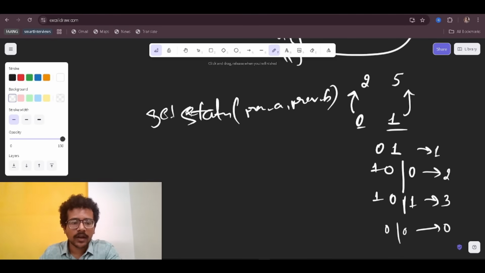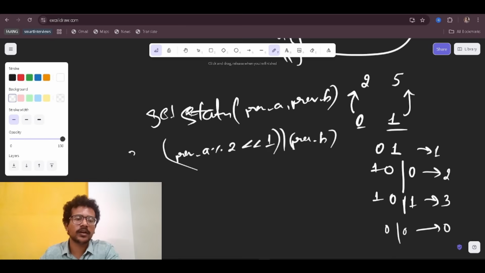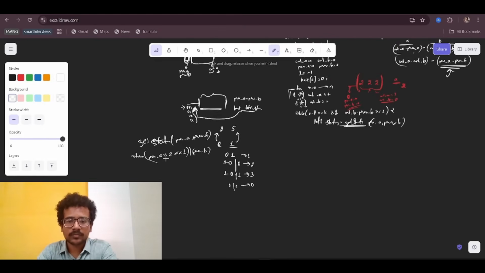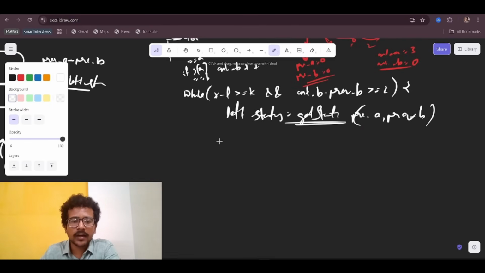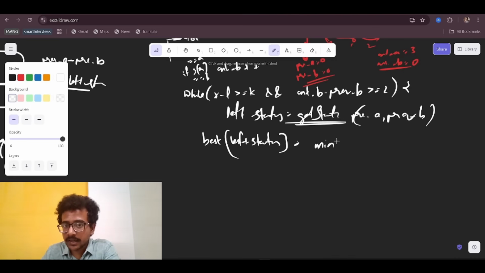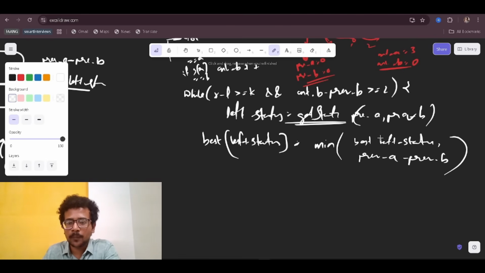So I just do it, right? Previous A mod 2, left shift one time, or previous B will be returned for get status. Now I got this get status, and best of left status is equal to minimum. As I said, I would store the minimum of best of left status comma previous A minus previous B. So this is how the best of left status is changed, and left plus plus.